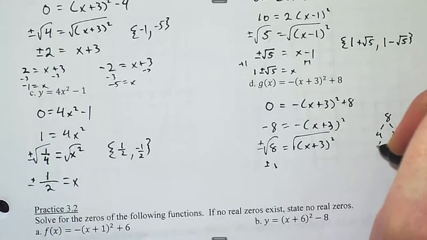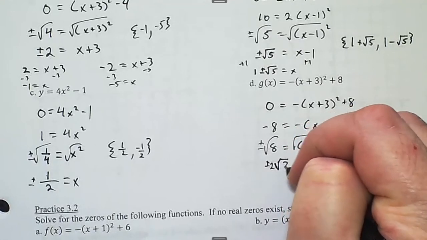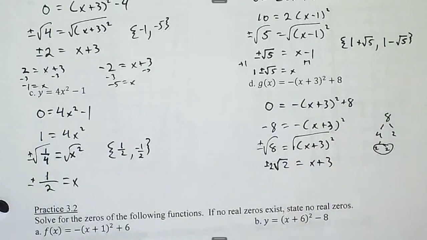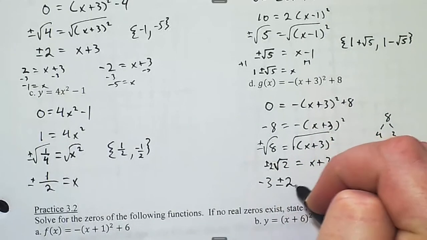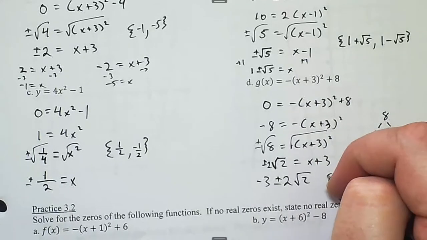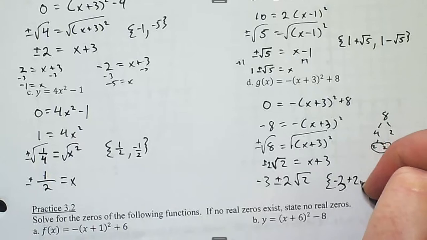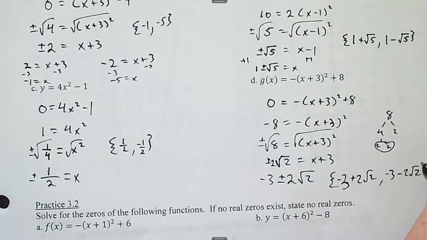8 is 4 times 2, which is 2 times 2. So I can bring out a 2. So it's 2 square root of 2 equals x plus 3. Move the 3 over, making this negative 3 plus or minus 2 times the square root of 2. So negative 3 plus 2 root 2, negative 3 minus 2 root 2.